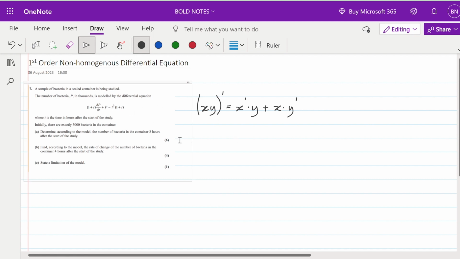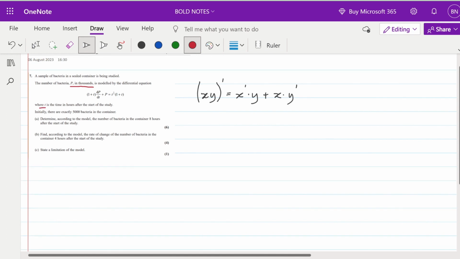And you can just read a bit of context here. So here we're dealing with bacteria and how they grow. Bacteria p in thousands, which is a crucial thing which I would highly recommend that you underline. And then it tells us the differential equation. Another very important piece of information, t is the time in hours. So just be very, very careful about that. And then obviously it tells us initially there are 5,000. We're going to use this piece of information a bit later on.